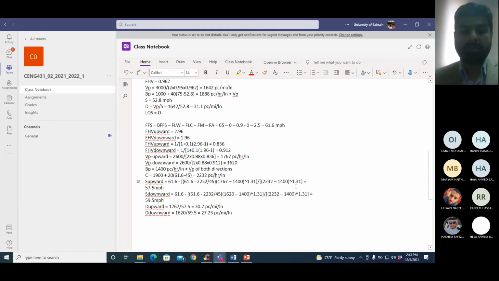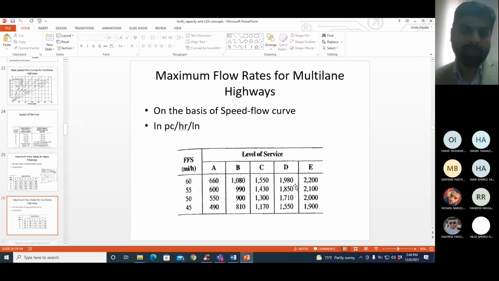It can change, but in your case, if your calculations are correct, the level of service is the same. But keep in mind it is not fixed. You can have two different levels of service in some other example in both directions.